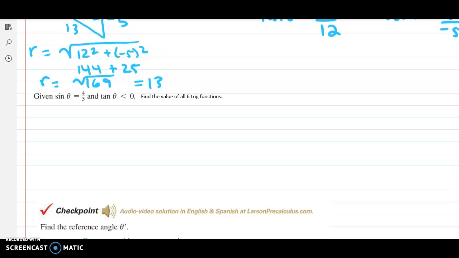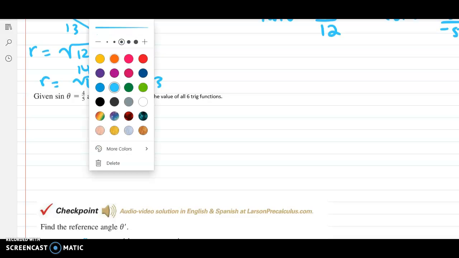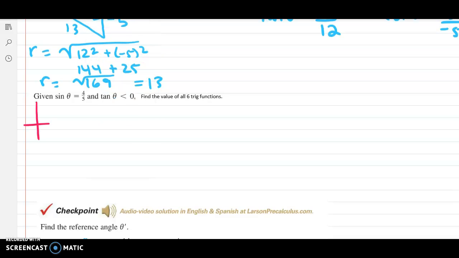Given that sine is 4/5 and tangent is negative, I want you to find all the 6 trig functions. So sine is positive and tangent's negative. So off to the side, if you're thinking A, S, T, C, tangent's negative, so that means we can cross out this one, and sine is positive. So we're dealing with quadrant 2. So draw quadrant 2. Your y value is 4, and your radius is 5.